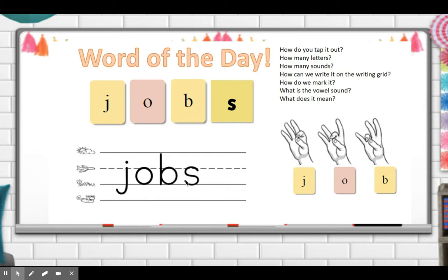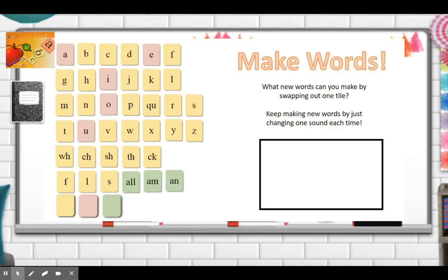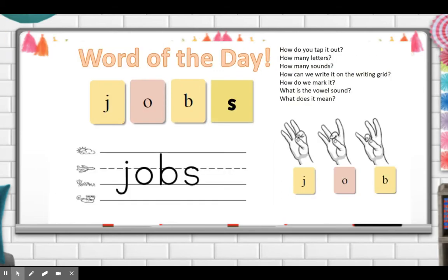How do we mark the word jobs? Right, we should have a scoop under the base word and we circle our suffix. Then we mark the sound that the S makes at the end. What is the vowel sound in the word jobs? Good. Ah. And what does the word jobs mean? It means more than one job.